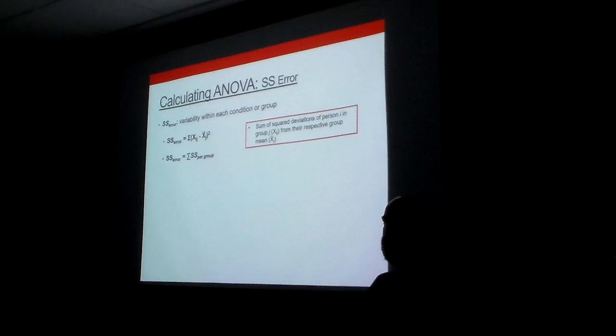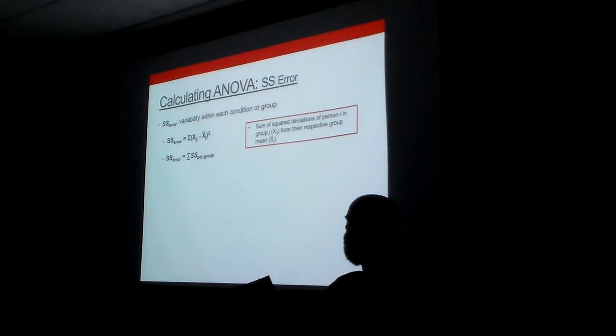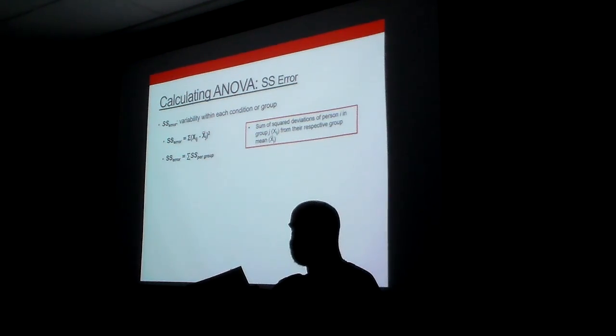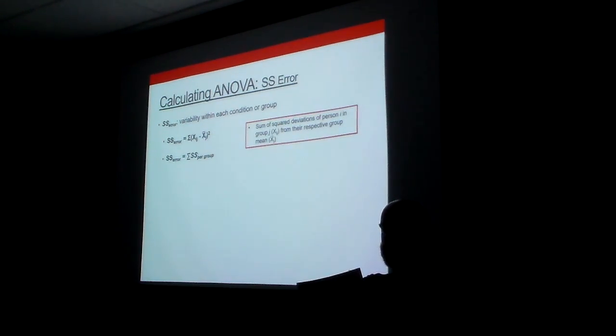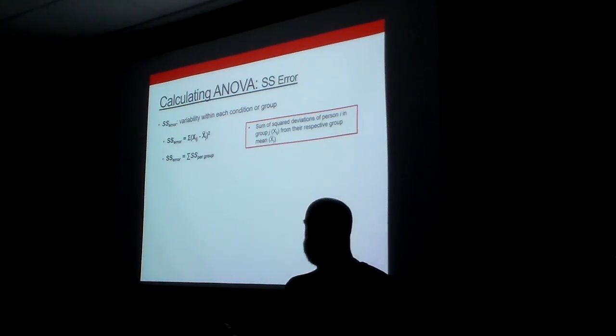And so, again, you can literally calculate this by taking every person's individual score from their group mean and pulling that together into a single error term. Computationally, what we can do is sum the sum of squares per group, right? So if you look at your handout here, we could individually take everybody's deviation score from their group mean and add those up, or we can just look at our sum of squares here and add 6 plus 6 plus 4, and that gives us our sum of squares within.